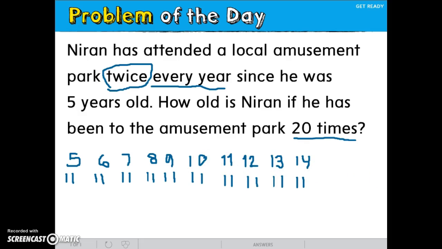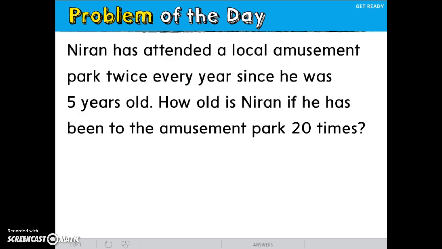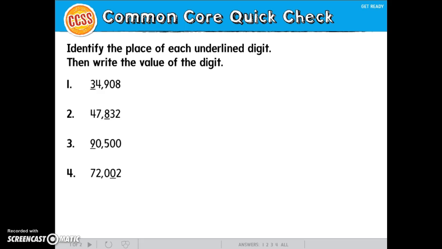So we're assuming he's going to be 14 years old, so let's go ahead and check our answer to make sure that we did it correct, and the answer is 14 years old. Woohoo! Let's move on to the next thing.